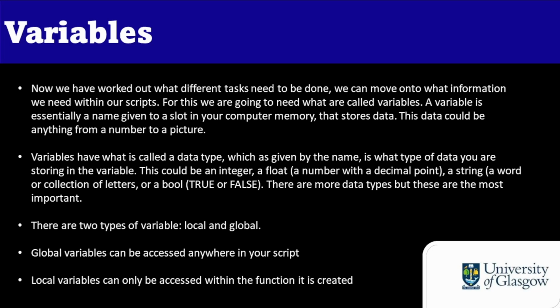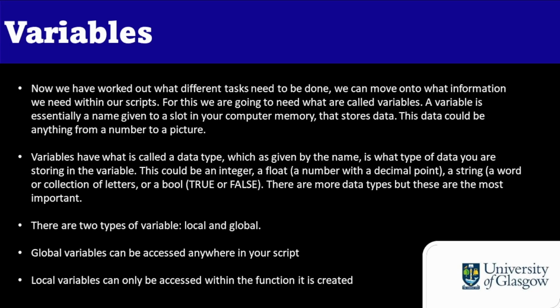Normally, each variable has what is called a data type, which, as given by the name, is the type of data which you're going to store in a variable. This could be an integer. It could be a float, which is just a number with a decimal point. It could be a string, which is a word or collection of letters. So it could be anything, including letters, or even numbers, if you specify numbers being a string. Or it could be a bool, which is you saying true or false, so conditional statements. Now, there's lots more data types than these, but these are the most important ones and generally the foundational ones you need to think about.